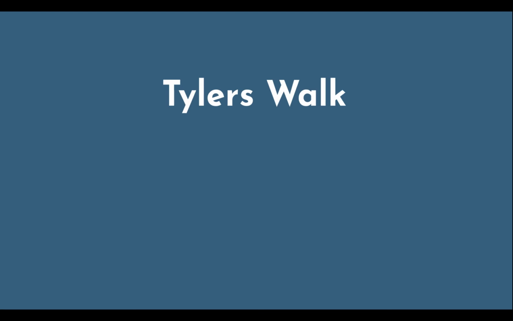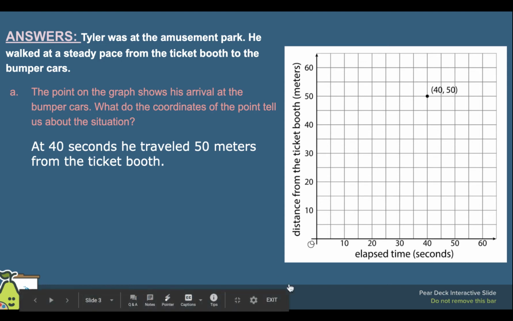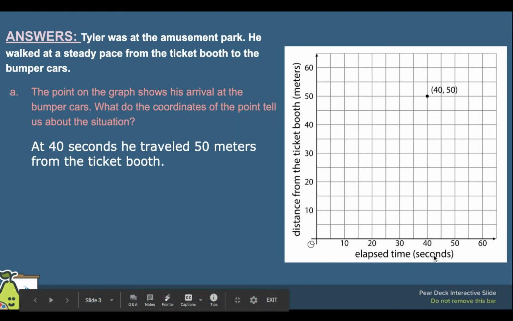As we get into Tyler's walk, the first part here was to look at this graph and realize what this point means for us. So in the last video, the first one, we looked at this and it said elapsed time and then distance per meter here. So I know that we write it as x and y. So 40 is going to represent 40 seconds in 50 meters.